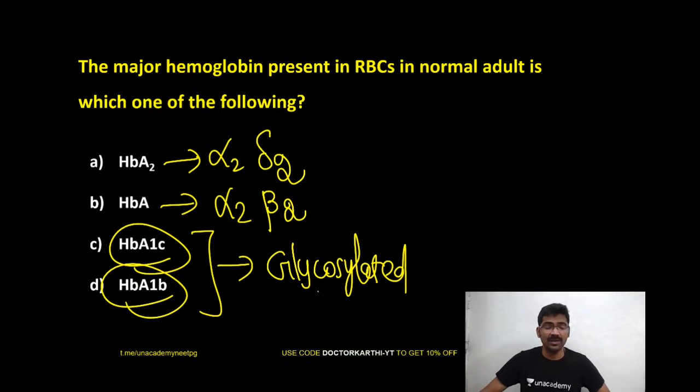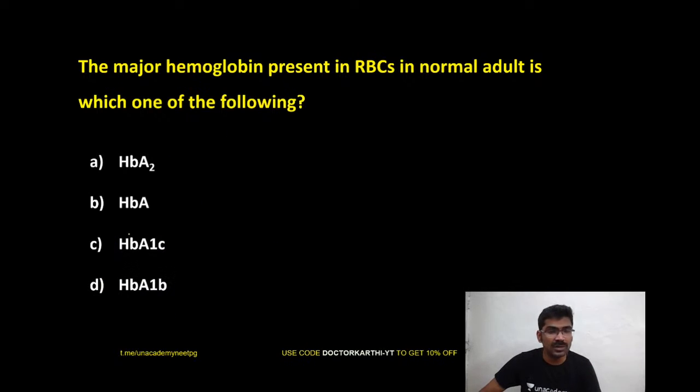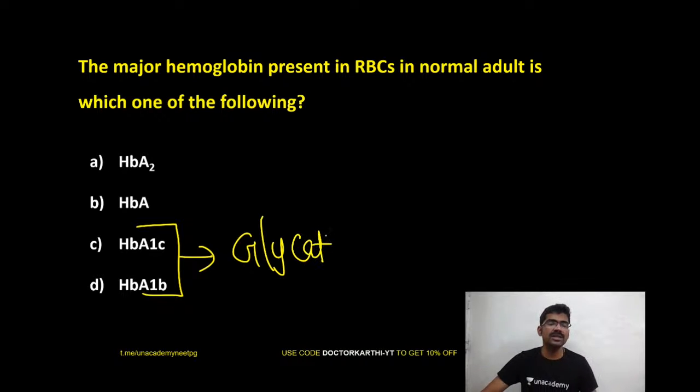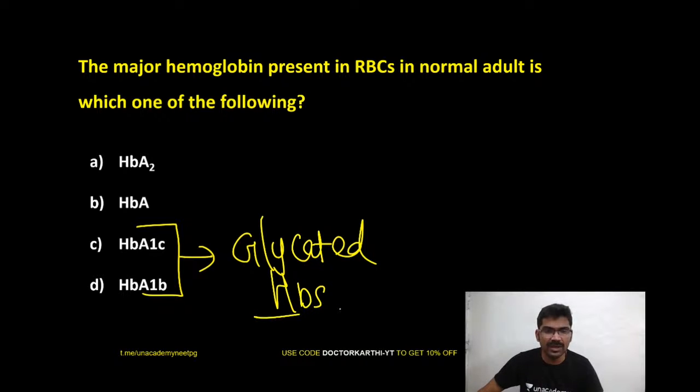not glycosylated. Why? Glycosylation means enzymatic addition. Okay, so glycosylation is a wrong term. In many textbooks you will see that they mention this as glycosylated. So it is not glycosylated, it is glycated. Glycation means non-enzymatic addition. Glycosylation means enzymatic addition. Glycation means non-enzymatic. So HbA1c, HbA1b, and there are other subtypes, HbA1a. So these are all glycated hemoglobins.